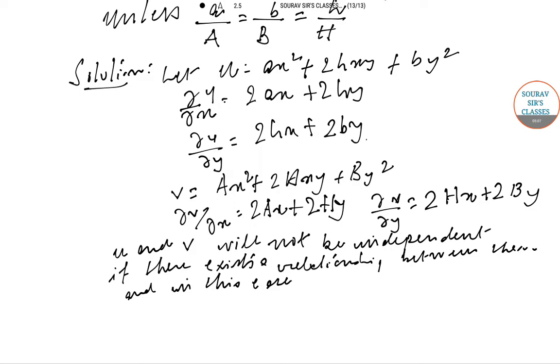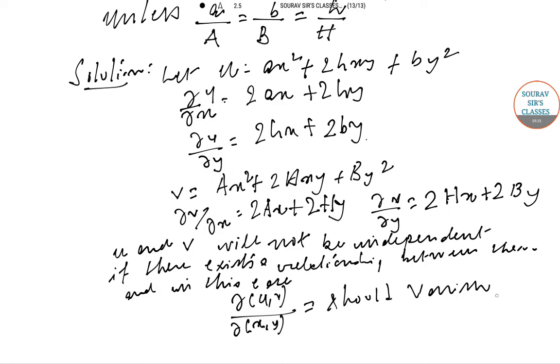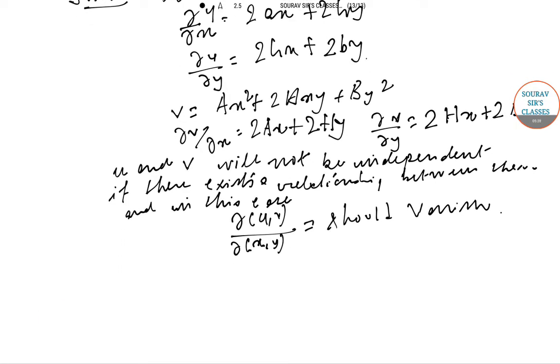In this case, you have du by dy, duv by dxy, they should vanish because we want an independent relationship. You should not have any relationship. So this is how these are Jacobians. I told you initially also these are Jacobians. So you have duv by dxy is equal to 2 into ax.